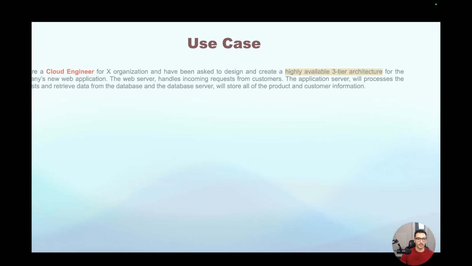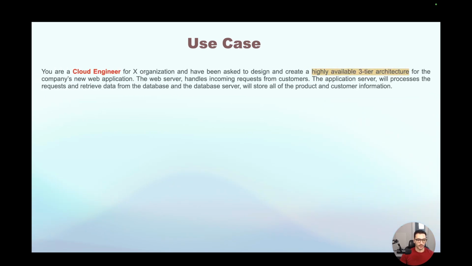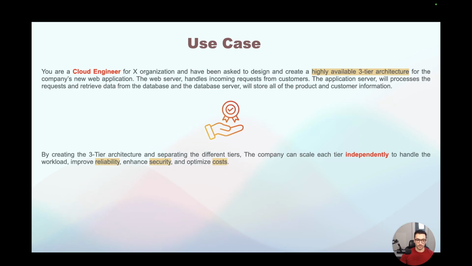For our use case, you are a cloud engineer for an organization and have been asked to design and create a highly available three-tier architecture for the company's new web application. So the web server handles incoming requests from the customers. The application server will process the request and retrieve data from the database, and the database server will store all of the product and customer information. The benefit of creating this architecture and separating the different tiers is that the company can scale each tier independently to handle the workload, improve reliability, enhance security, and optimize cost.